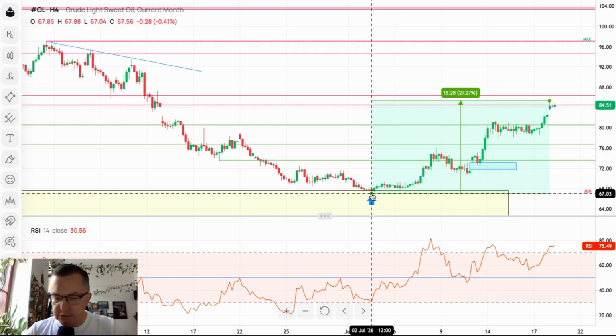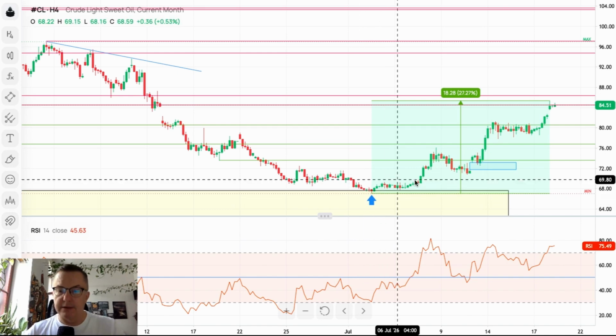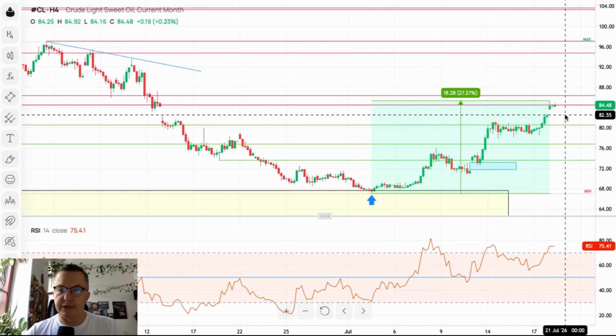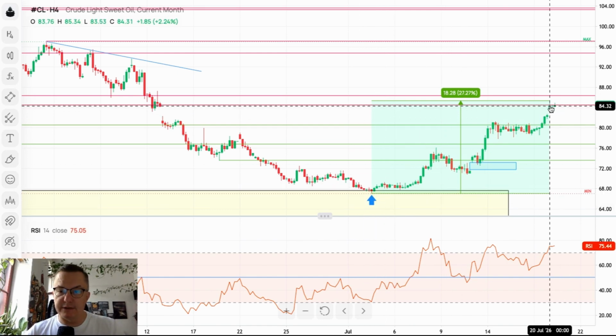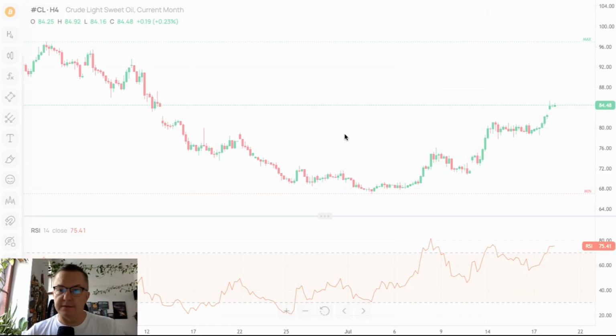So we went as low as we wanted the market to go, $67 per barrel. We went as low as this, and exactly from that level we have the bounce to the upside. 84.48, almost 85.34 was the local high. If the geopolitical tension increases, that will be even bigger.